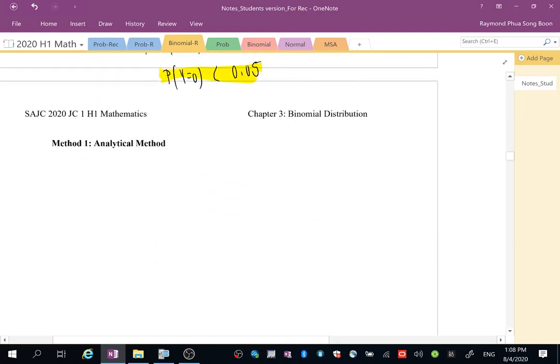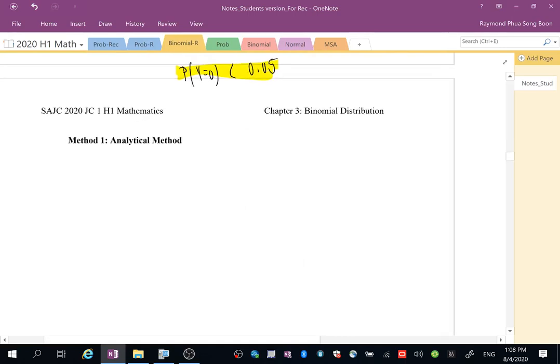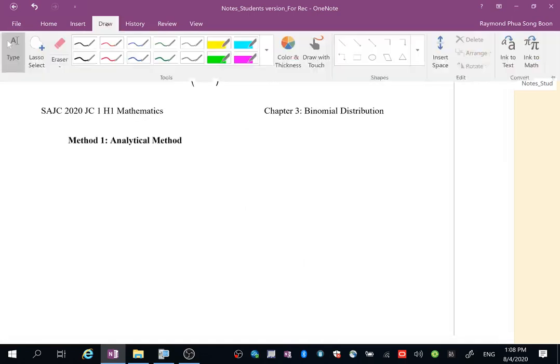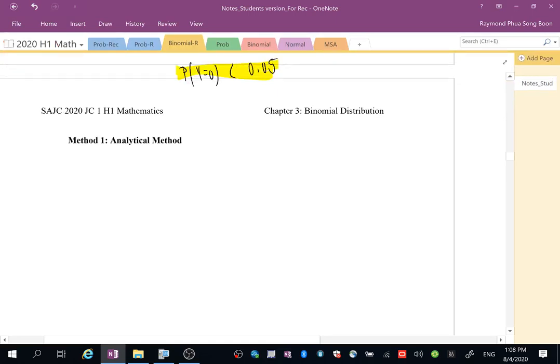So the first method will be the analytical method or algebraic method, that means without using GC. So on the left hand side, probability Y equals 0. Using the formula for the binomial distribution, if random variable Y follows a binomial distribution, I can write it as n choose 0 times p to the power of x, in this case small x is 0, times 1 minus p to the power of n minus x. Again, in this case, my x is 0.